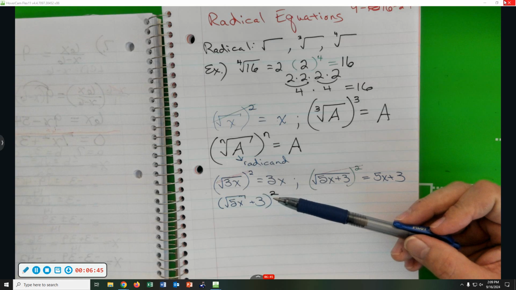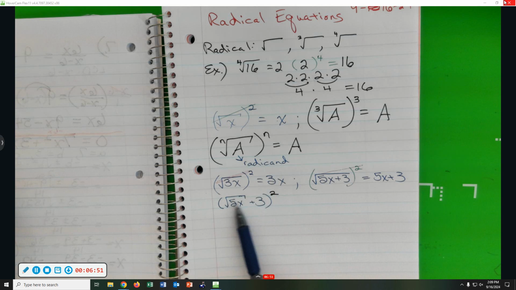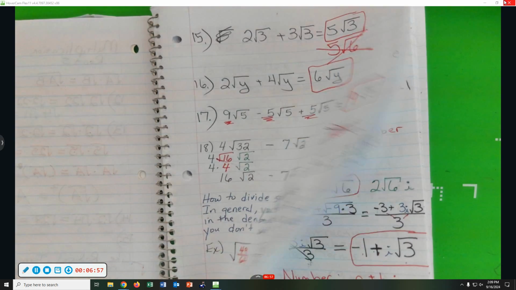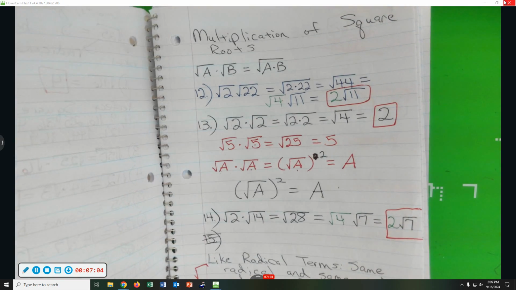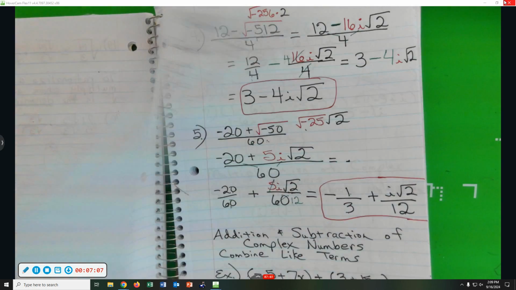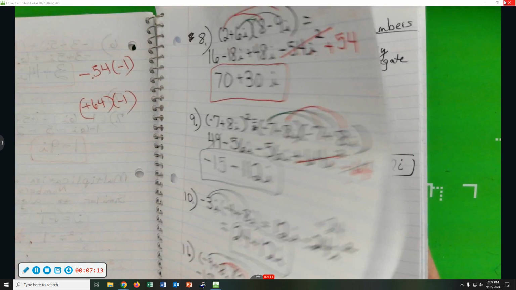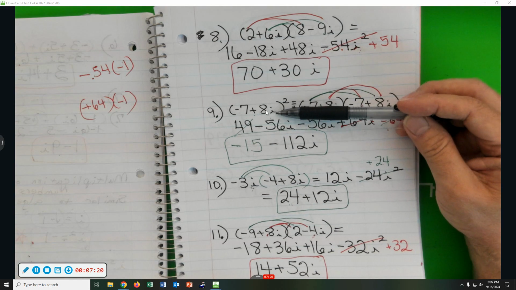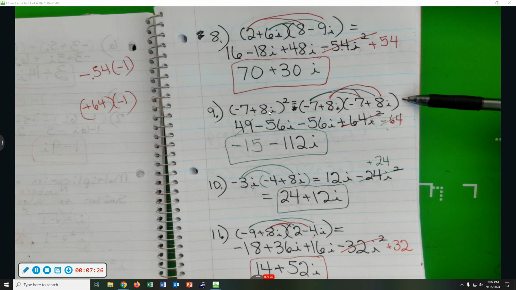This goes back to something we did during that second class meeting. I remember we have two terms being squared. What do we do when we have two terms being squared? Let's see if I can find where that pops up. It's in the next one. Number 9, you just got it. There it is. Do I remember what we did when we had to square the complex number negative 7 plus 8i? Don't just square the first term and square the 8i. You got to write it twice and FOIL.